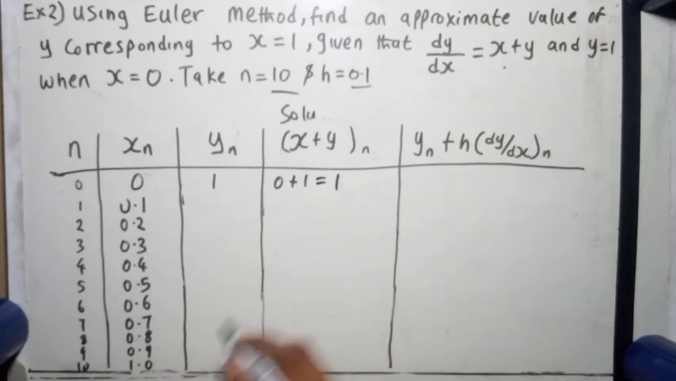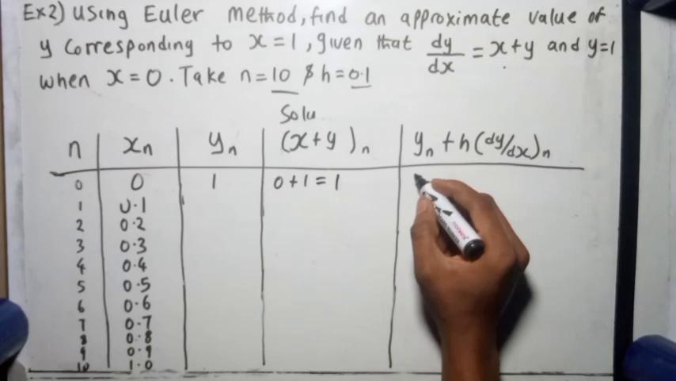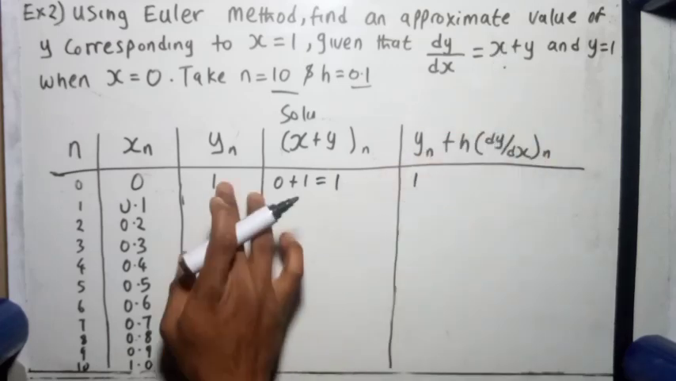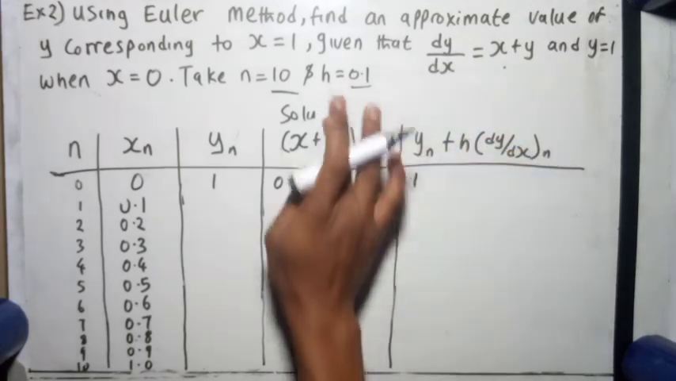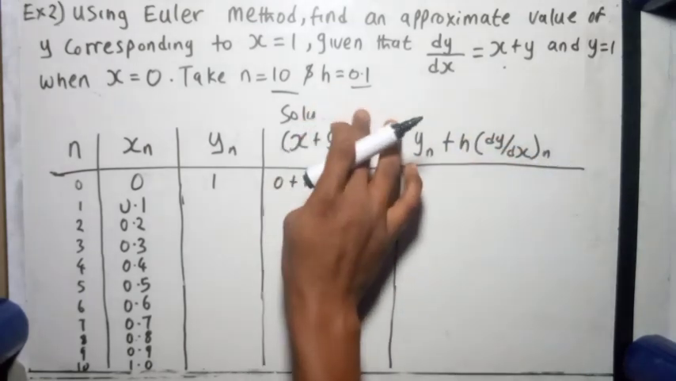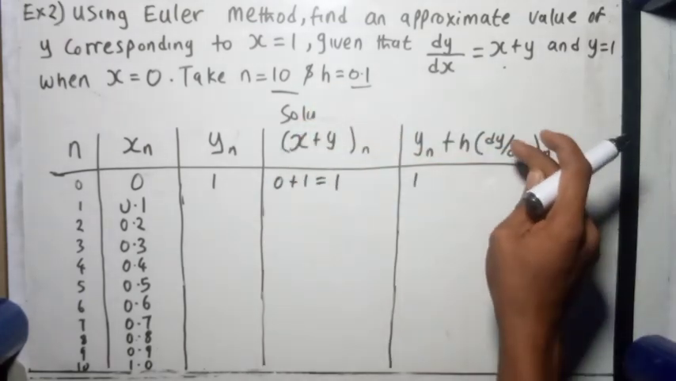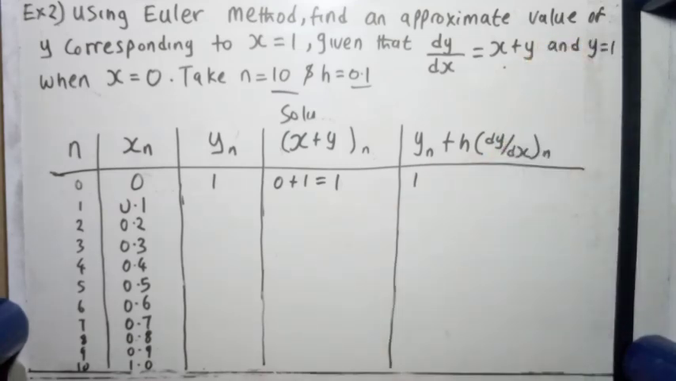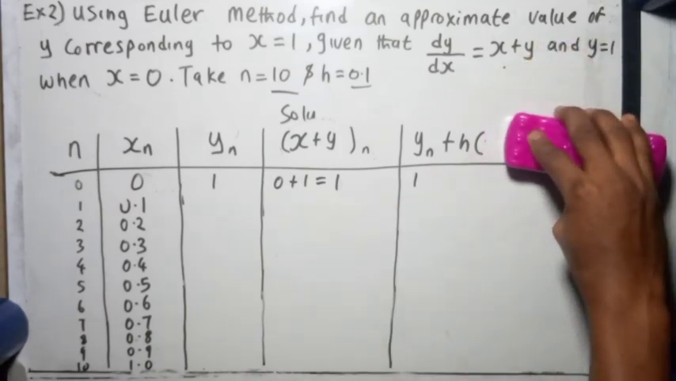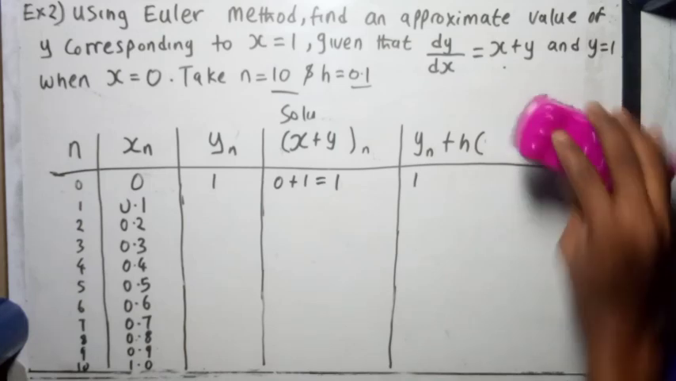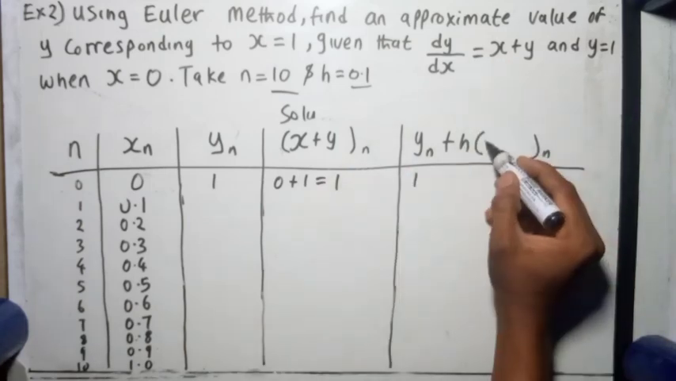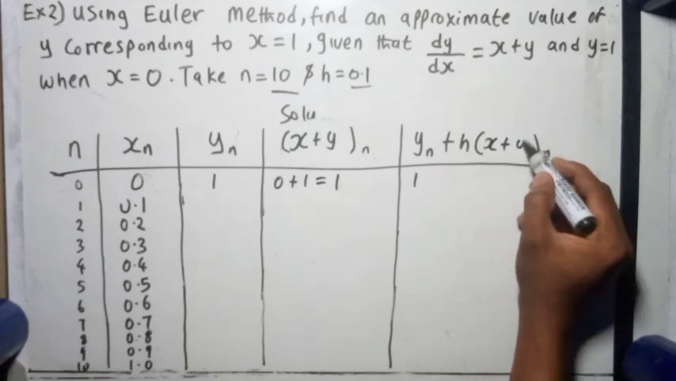Okay, so coming over here, we have 1. This is our y. You should add it to h, which is your 0.1. You multiply it by dy/dx, which I will replace with this value here, which is x plus y.